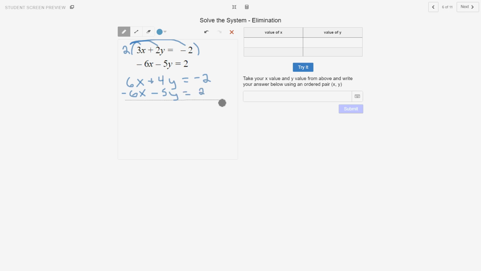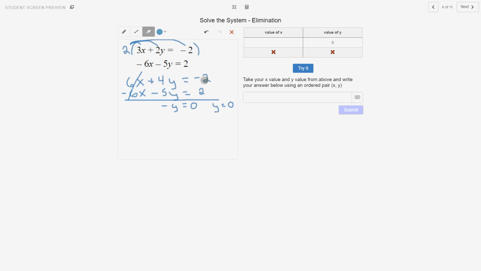Add them together because now I have opposite coefficients. Those cancel. And I get negative y equals 0. Divide both sides by negative 1. And I get y equals 0. Put that in for y. Let's check it. Oops, I've made a mistake. Let's go back and see where we maybe made our mistake.